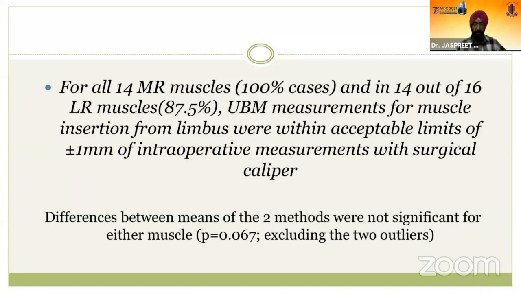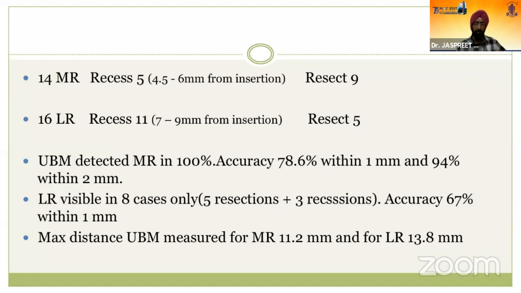We could identify medial rectus muscles in all cases, and 14 out of 16 lateral rectus muscles. Fairly accurate measurements. They were plus minus 1 millimeter within the intraoperative measurements with the surgical calipers as well. So it was fairly accurate. We had 14 medial rectus muscles where we recessed 5, resected 9. We had 16 lateral rectus.